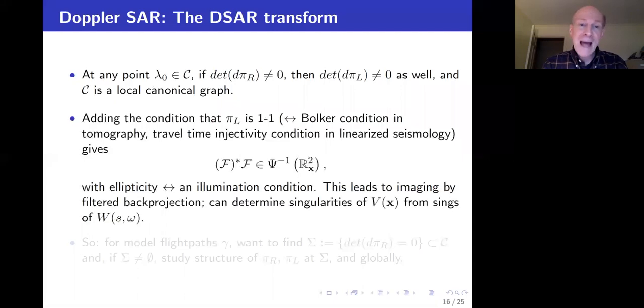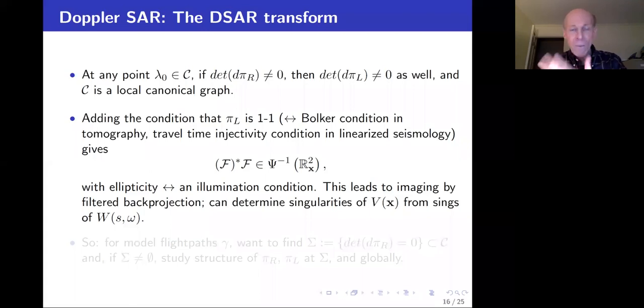Now, if we strengthen that by adding the condition that pi L is globally 1-to-1, that in tomography that's called the Bolker condition, introduced by Guillemin, in linearized seismology that's called the travel time injectivity condition, introduced by Nolan and Symes and others. If this is true, this gives us that F star F is a psi DO of order -1 as an operator in the x variable.